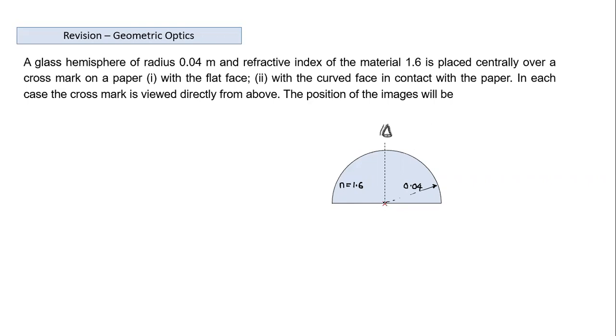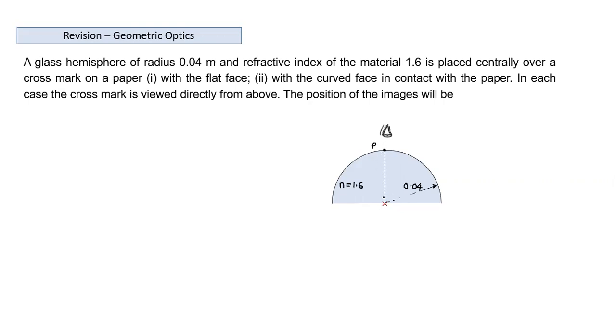So assume that there's a cross mark on the paper. On top of it, you place this hemispherical glass material. You place this glass hemisphere symmetrically. So if we place it like this and view it from the normal position, this is the geometric center, the pole.